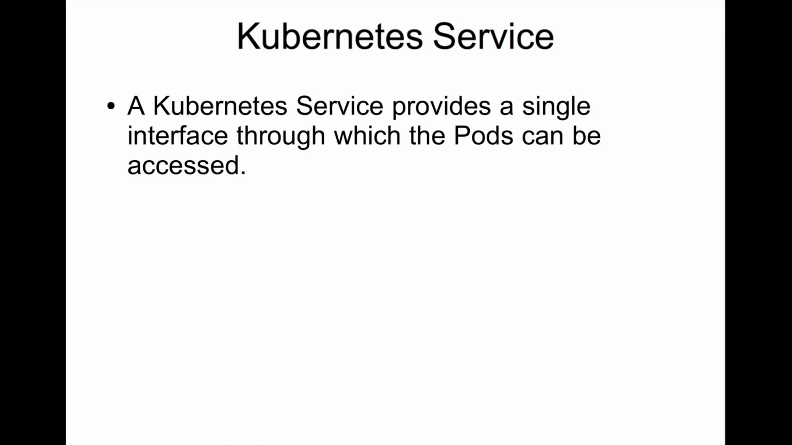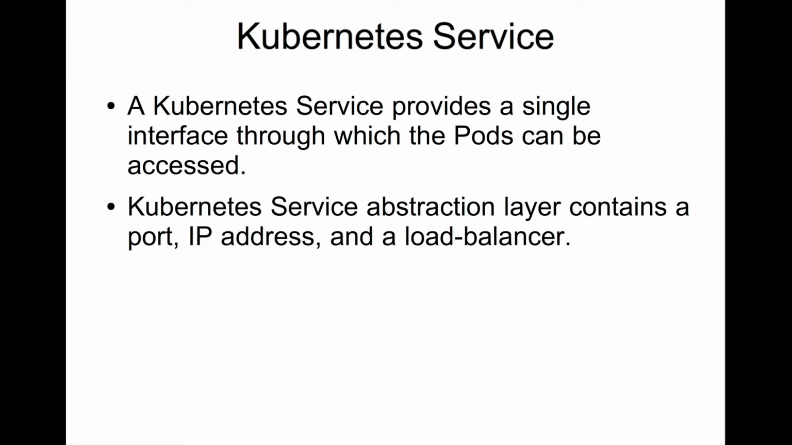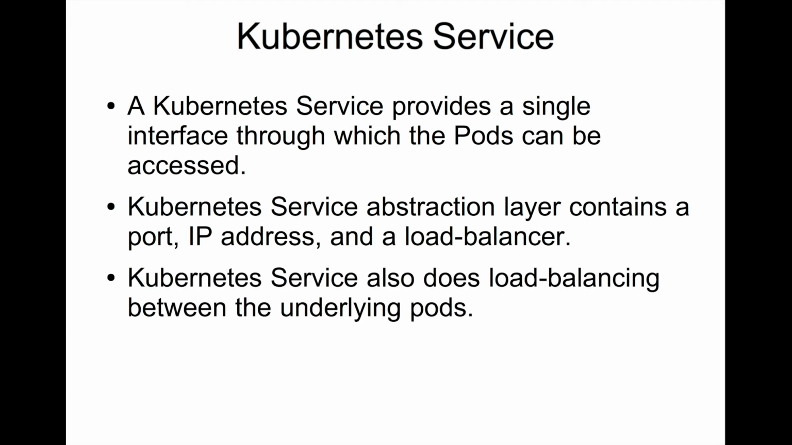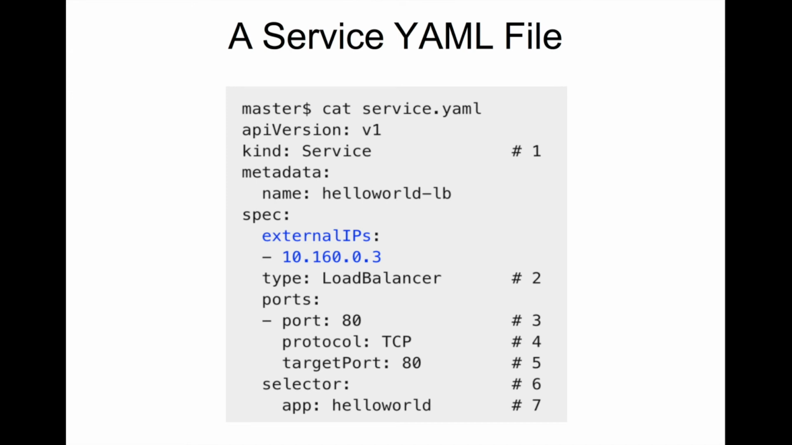A Kubernetes service provides a service abstraction layer or a single interface through which the pods in a deployment can be accessed. Service abstraction layer contains a port, IP address, and a load balancer. Kubernetes service also does load balancing between the underlying pods. This is the service YAML file we will use for creating the Hello World service. The important fields in the YAML file are numbered to help identify them.